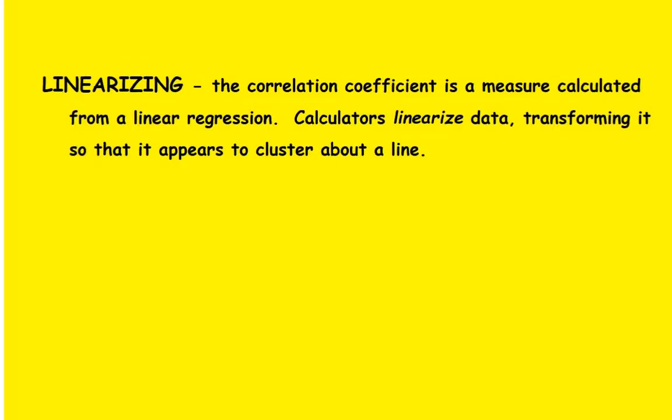The last thing we're going to look at is linearizing. A correlation coefficient is calculated from a linear regression. Calculators linearize data, and that's transforming it so that it appears to cluster about a line. So they change the data to try to make it fit a line, and then they tell us how well it fits it.